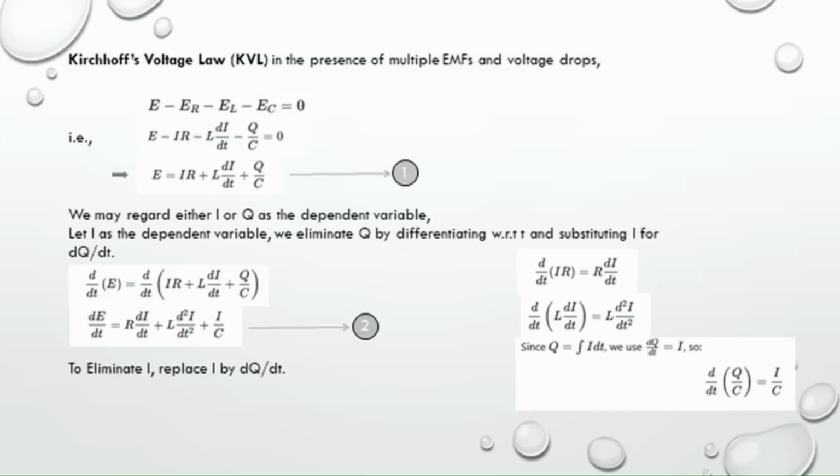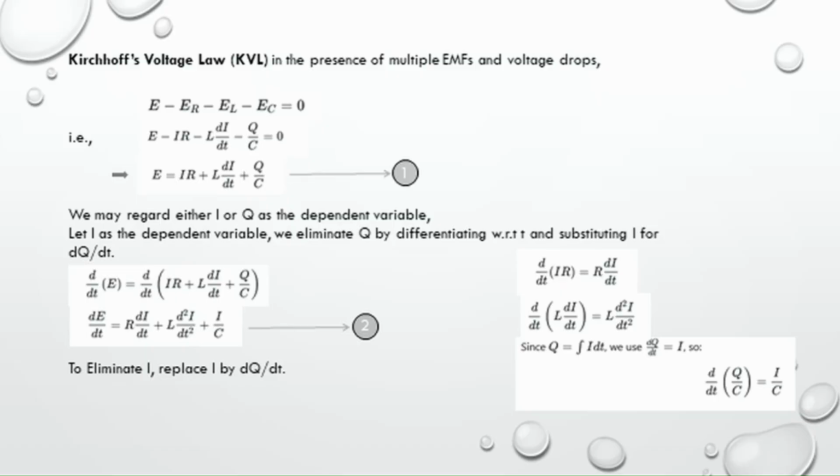Therefore, we get E minus ER minus EL minus EC equal to 0, that is the RLC circuit. Substituting for ER, EL and EC, we get E minus IR minus L into di by dt minus Q by C equal to 0. Taking E to the right hand side, E equal to IR plus L into di by dt plus Q by C. We may regard either I or Q as a dependent variable.